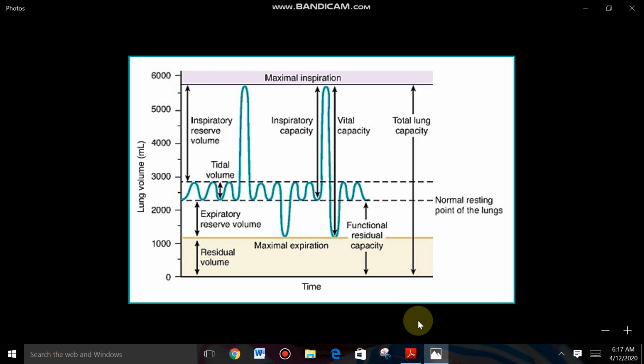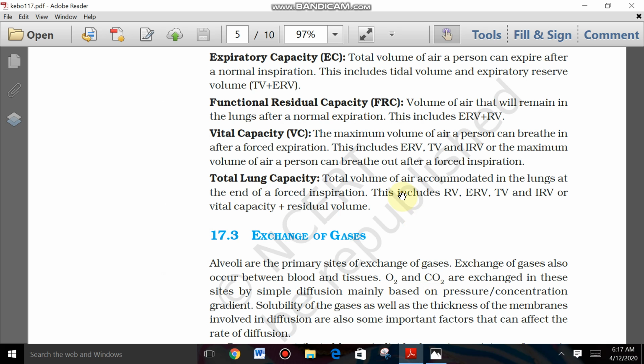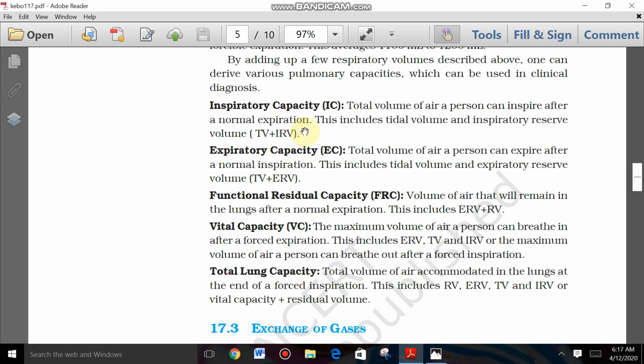Up to this, clear? Hope all of you understood this topic: inspiratory capacity, expiratory capacity, functional residual capacity, vital capacity and total lung capacity. So go through this video once, and go through the NCERT lines and the graph also. After that, in our material some problems and MCQs are given based on these respiratory volumes and capacities. Practice, and any doubts just text me. Thank you very much. Bye bye.